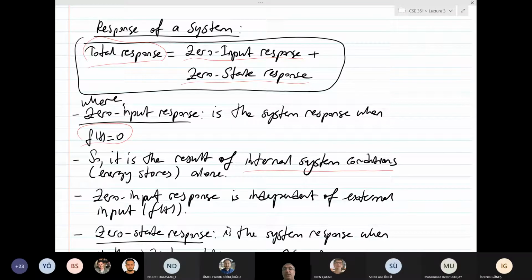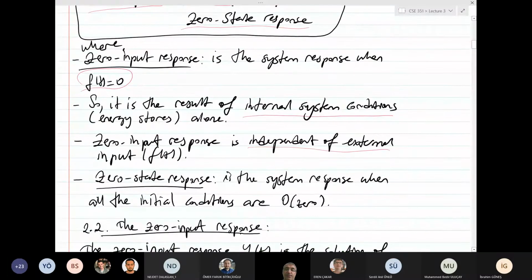In other words, the zero input response is independent of external input f of t. So you cancel all the external inputs, and we just look at the impact of the internal condition on the system. And this is called zero input response.